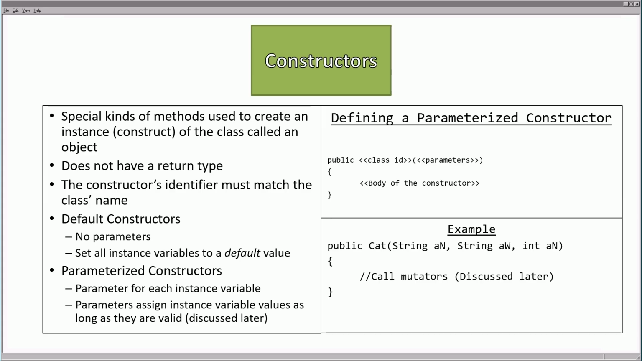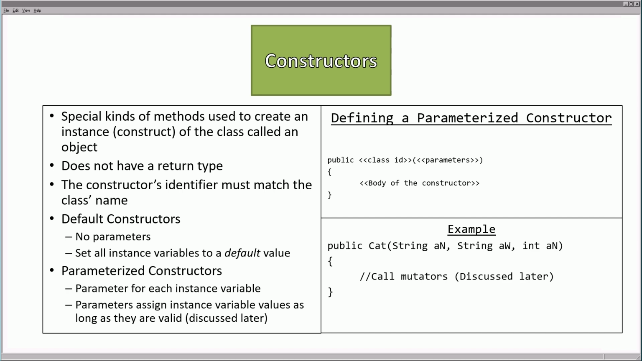The other version is called a parameterized constructor, and the difference with this one is it does contain parameters. The rule of thumb is you create a parameter for each one of the instance variables. So as we have a name, a weight, and a number of legs, we need each one of those properties to be passed into this constructor so we can both create an instance of this object and also set that information correctly. Now in this version of a constructor, we call them mutators, and we'll discuss what those are later.